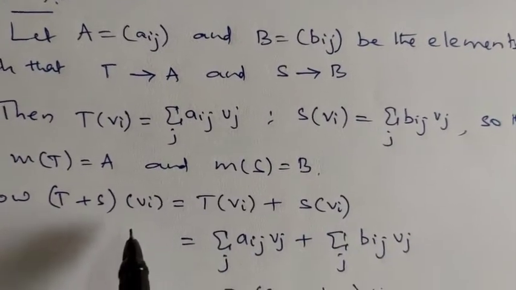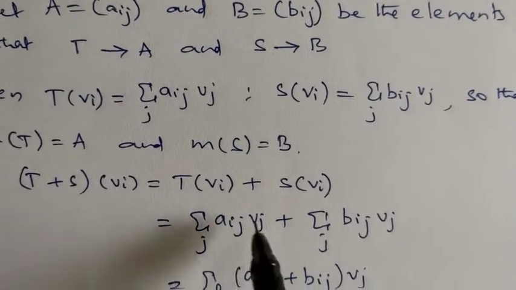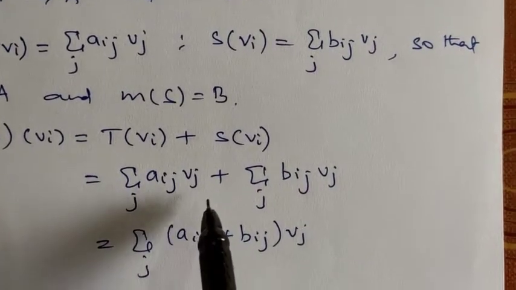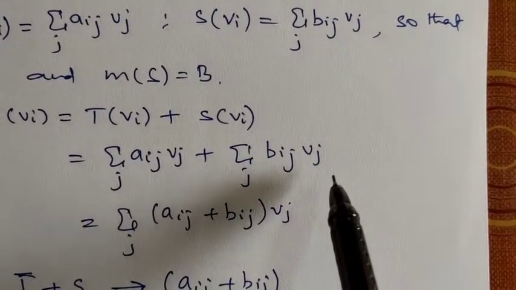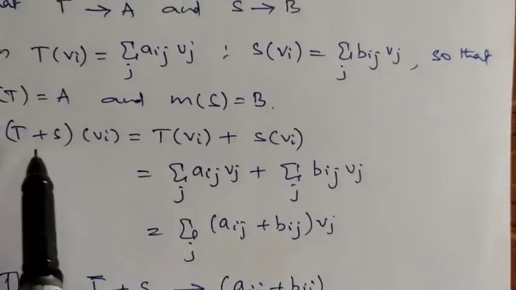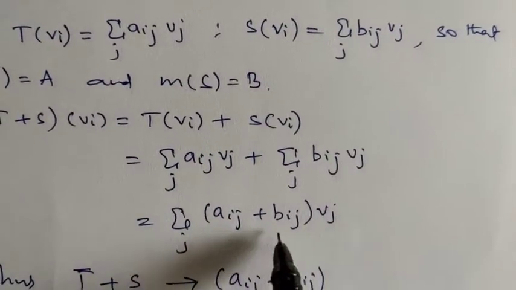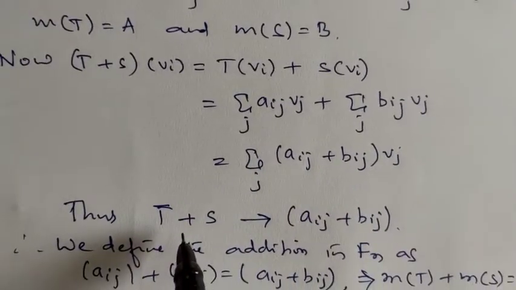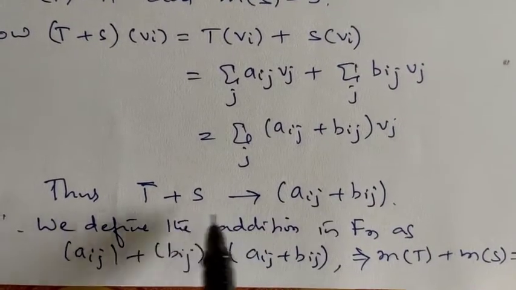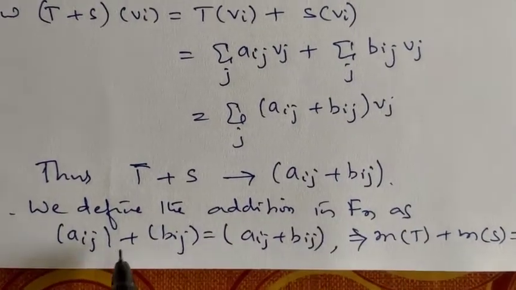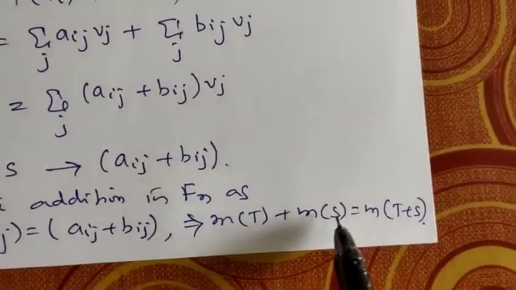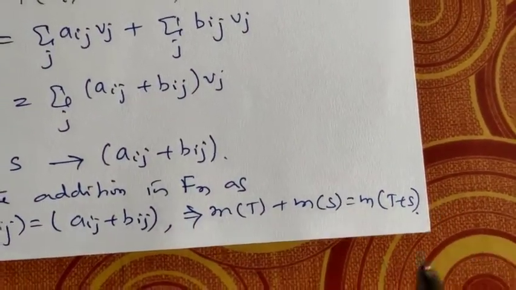Okay. Now T plus S of Vi is what? Since T and S are linear, it is T of Vi plus S of Vi. So this is equal to summation over j, Aij Vj plus summation over j, Bij Vj. So this is equal to summation over j, Aij plus Bij into Vj, which means T plus S has the matrix Aij plus Bij. Thus the mapping phi maps T plus S to Aij plus Bij. Therefore we have defined the addition in Fn as Aij plus Bij, that is, the matrix of T plus the matrix of S is the matrix of T plus S.